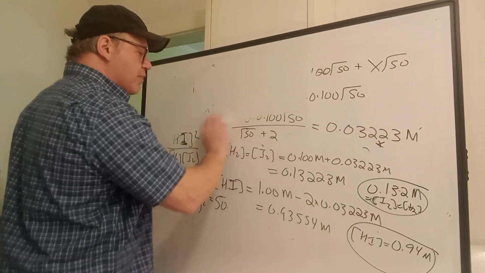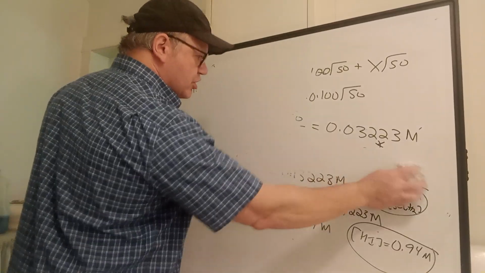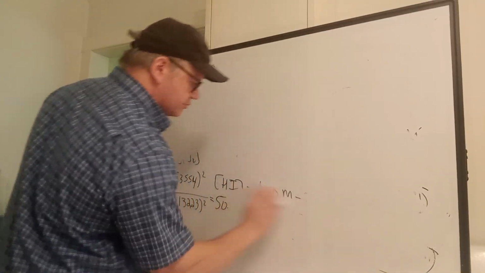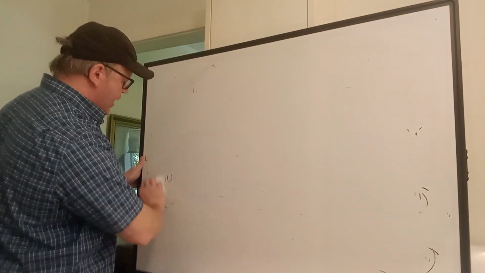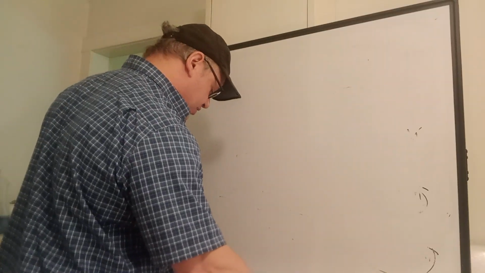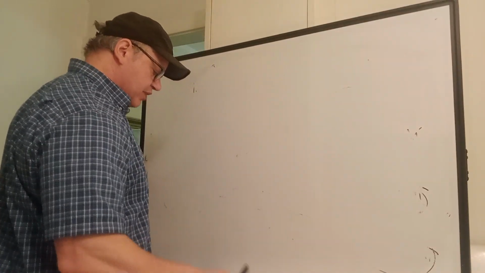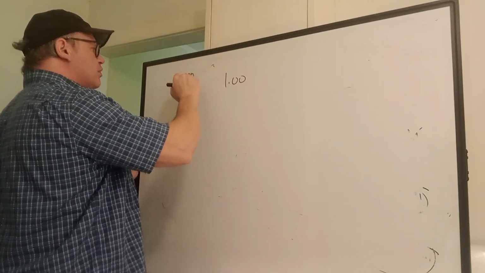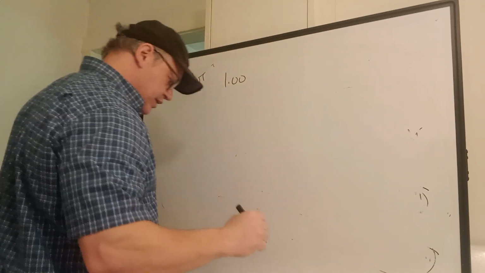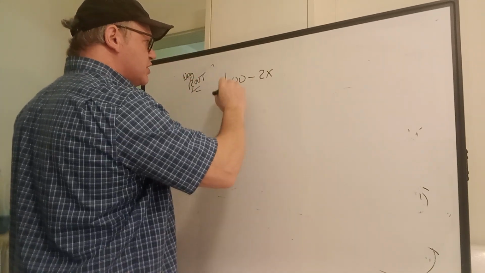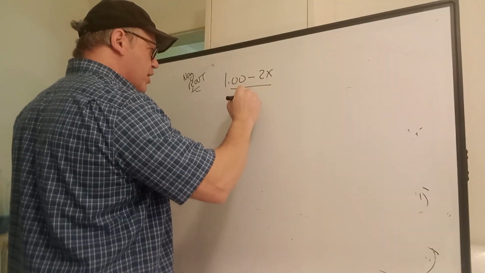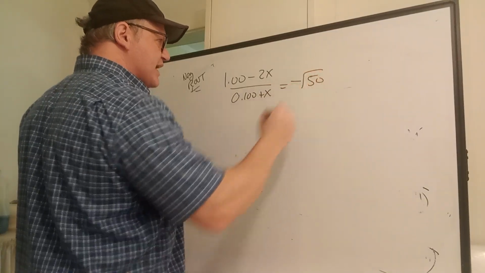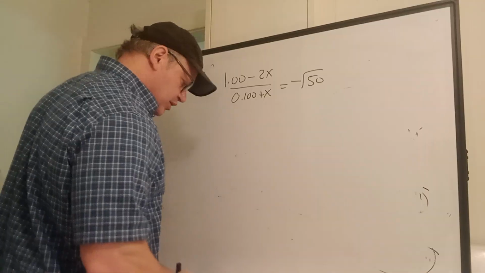So let's do the negative root. I'm just going to sketch out some of the reasons why it is. You can go through and confirm all the algebra. So this was a perfect square problem. Again, if you want to do the full quadratic out, you can. You're going to come out with the same answers, but it's a lot longer. In that case, negative root. So we're doing the negative root now. 1 minus 2x over 0.100 plus x is equal to negative square root of 50. That's the second root.